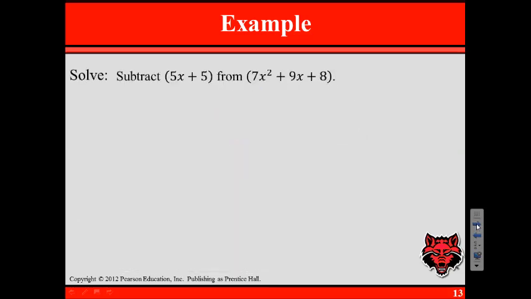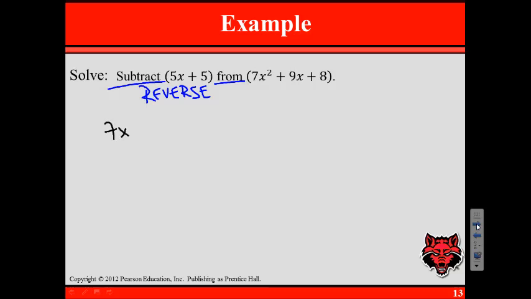And for the last example, let's use addition and subtraction of polynomials with a few of the word problem operators that we've seen before. We want to subtract 5x plus 5 from 7x squared plus 9x plus 8. Hopefully you remember, and we saw this as early as Module 2, whenever you see subtract from, we need to reverse the order. If we do not, we will get the answer wrong every time. So this is definitely a subtraction problem.